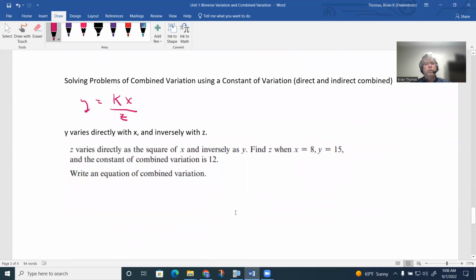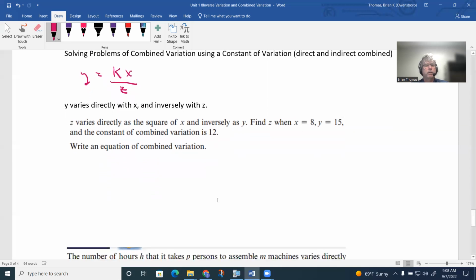So some problems are what we call combined variation. There's direct and indirect involved. So notice that if we say y varies directly with x and inversely with z, x is going to be the direct variation, the z is going to be the inverse variation in this, where k is going to be our constant of the combined variation.